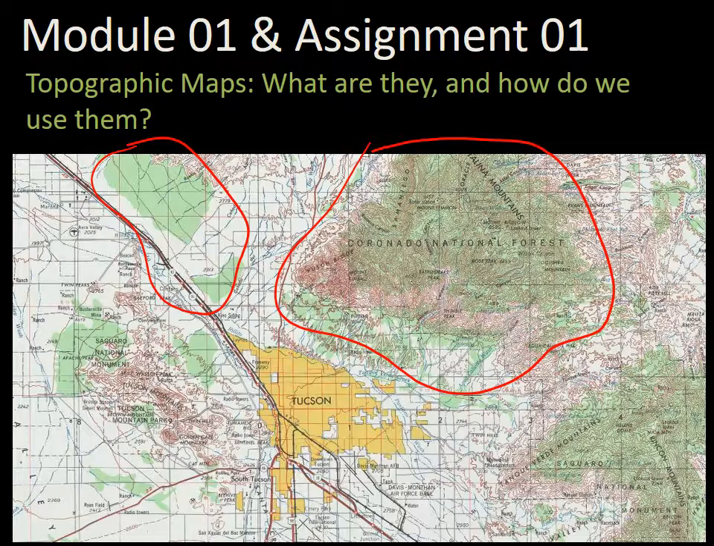And so we're going to discuss what these lines mean, how these maps are created, and how we can quickly look at them and use them to understand the three-dimensional nature, three-dimensional shape of the landscape. So first of all, let's start with just how are these lines created? How is a topographic map created?